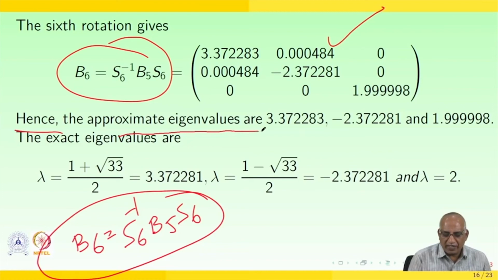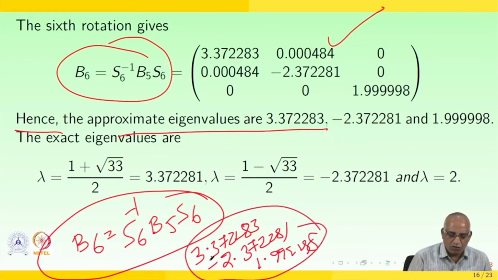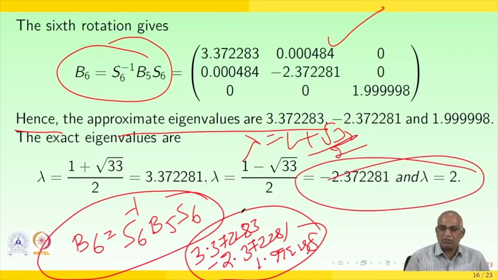Hence the approximate eigenvalues are 3.372283, minus 2.372281 and 1.999998. So if you write lambda 1 as 1 plus square root of 33 upon 2, which will give you these values.